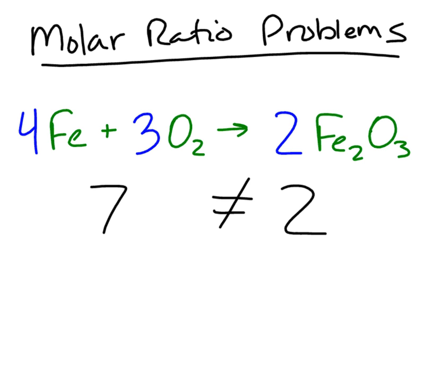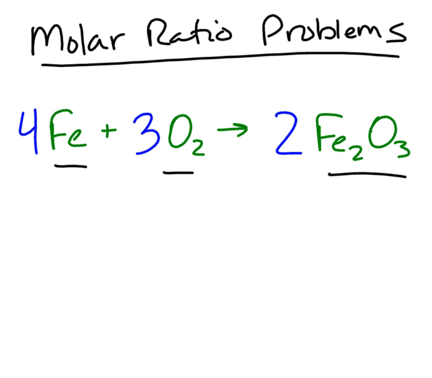All right, so now the type of problem you're going to do with molar ratio problems is I'm going to give you a certain amount of one of the species. In this case, there are 3 species for this problem. We have iron, we have oxygen gas, and we have iron 3 oxide. So I'm going to give you one species and an amount of that species, and you need to tell me how much of the other species is either going to be used or made, depending on if it's a reactant or a product.